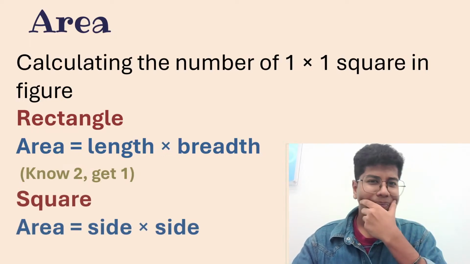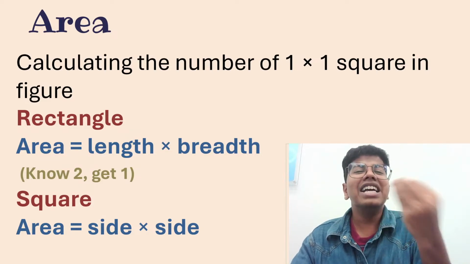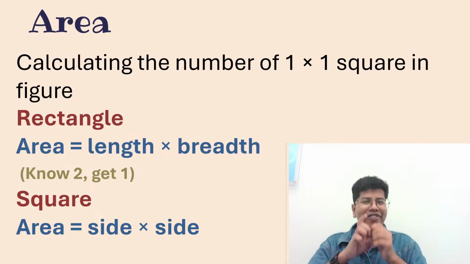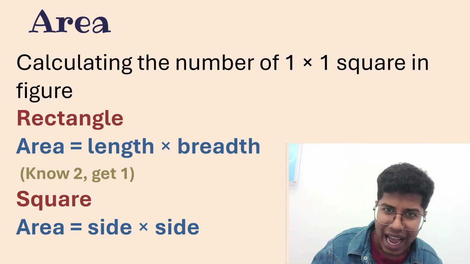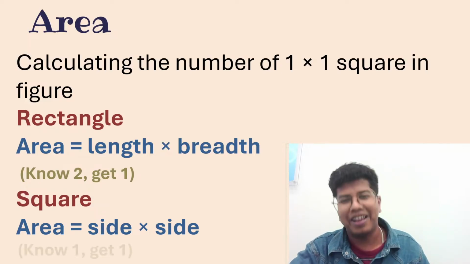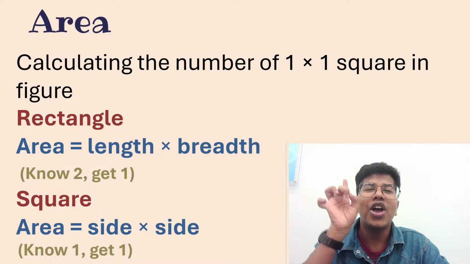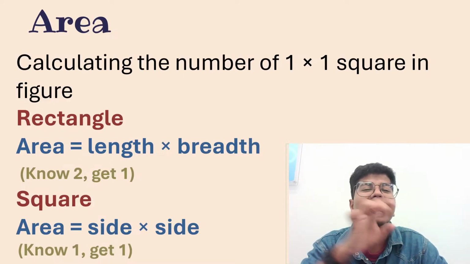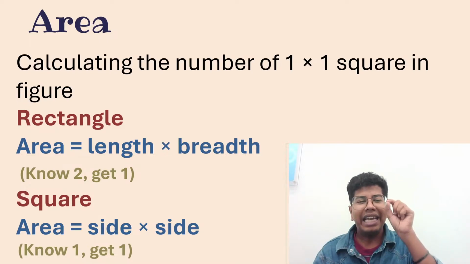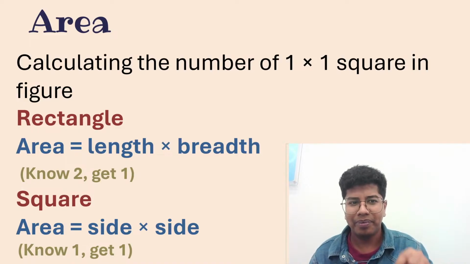What about square? For square, the part we have to pay attention to is area is nothing but side times side. Now, if we know side, can we find out area? Perfect. But if we know area, can we find out side? Perfect. So here in area, the part we have to pay attention to is know one, and we can easily get the other one. So every one of you can write the formula down in your paper for now.